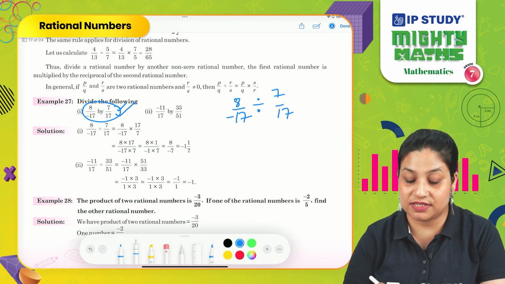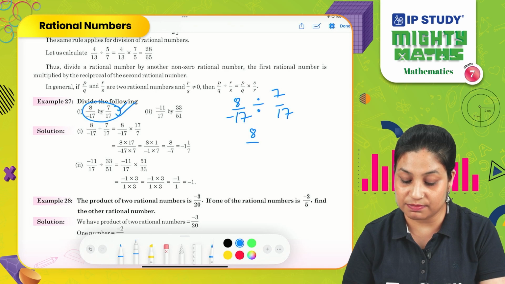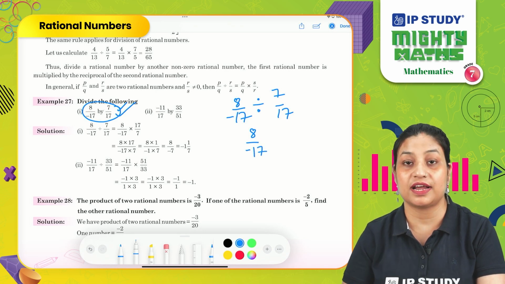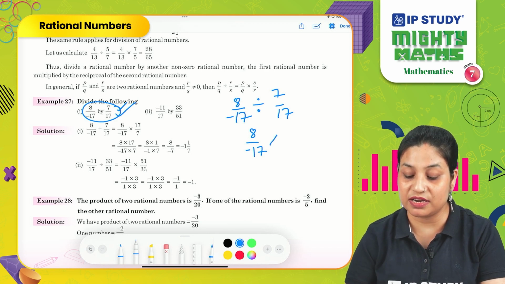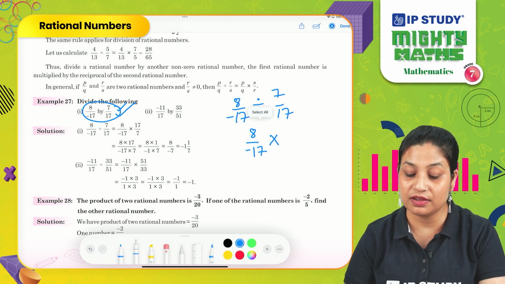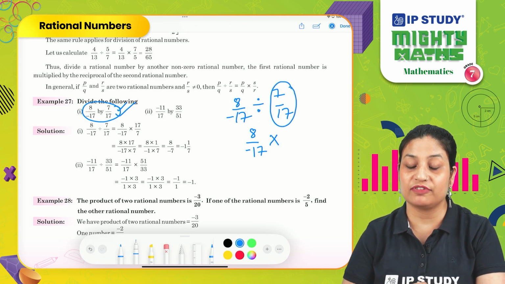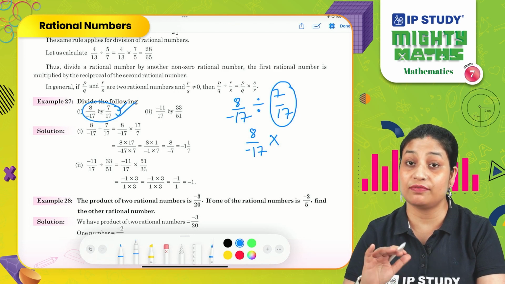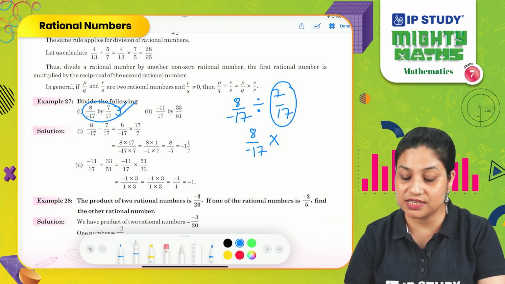The rule says, first copy down the first number as it is. The first number is 8 by minus 17, right? Change the sign of division or just replace it with multiplication. So, in place of division, I have written multiplication right over here. Next thing is, whatever rational number you have after the sign of division, take the reciprocal of it. So, what is the reciprocal of 7 by 17? It is 17 by 7, right?